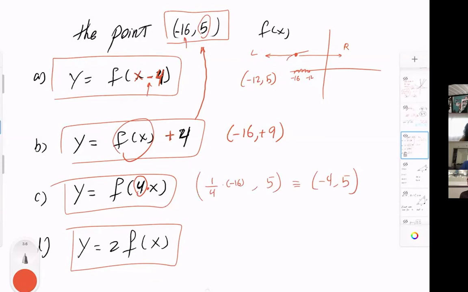So anytime anything happens inside of the function like this, you can think about opposite. If it's minus, you go plus 4. If it's multiplication, you do division. If it's division, you do multiplication. Because this is a b, and we're supposed to do 1 over absolute value of b multiplied by x. Now the 2 is outside. That means the x is gonna stay the same, and the 2 is gonna multiply the value of y.